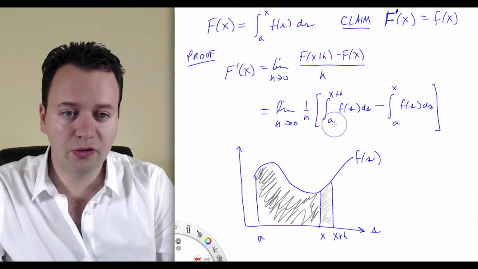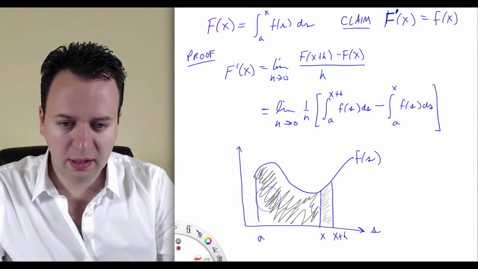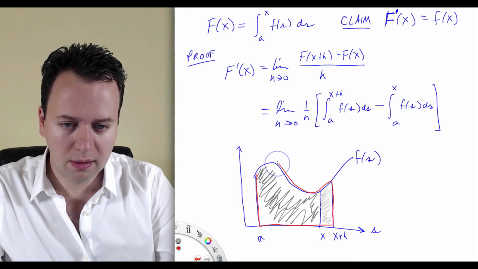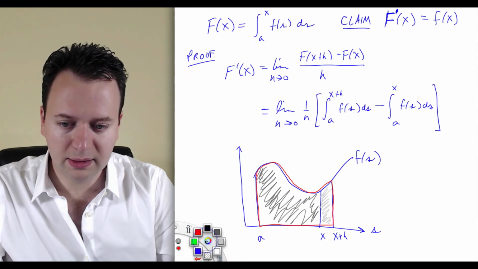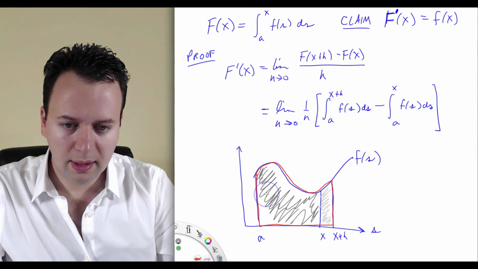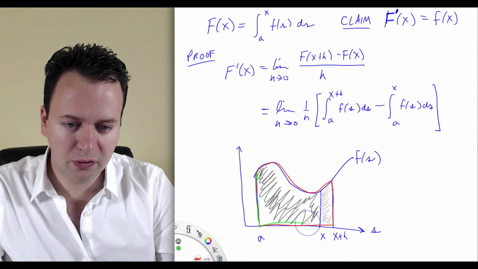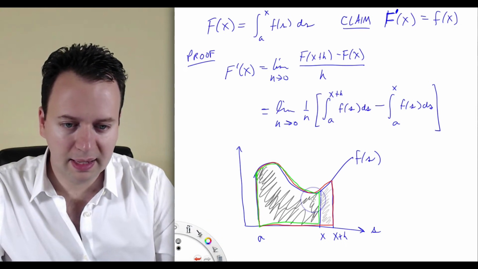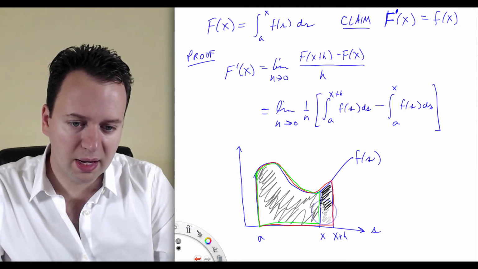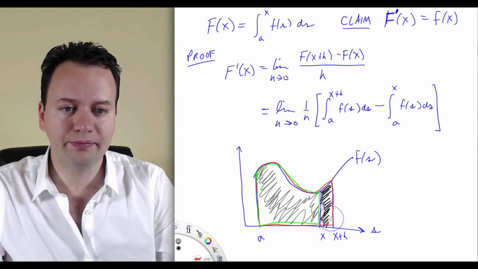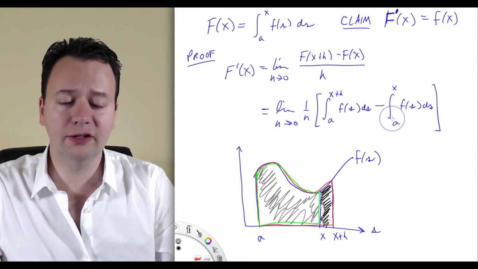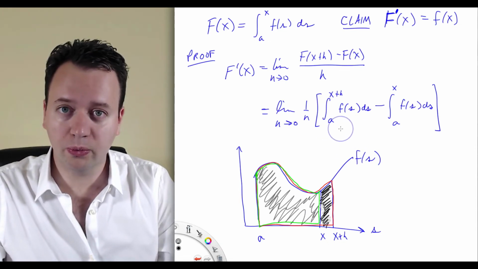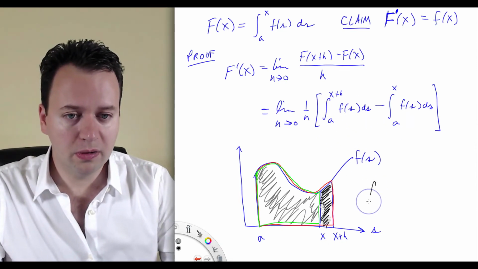So the integral from a to x plus h gives us this full area, and then the integral from a to x just gives us this first part of the area. So the difference is exactly the area between x and x plus h. So when I subtract these, I just get the integral from x to x plus h. And also that follows from these rules of integrals.